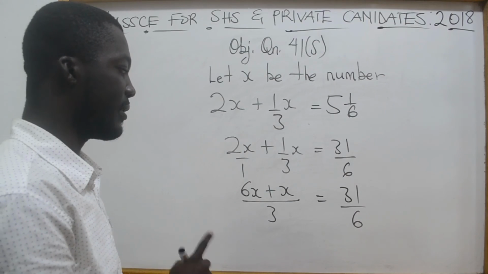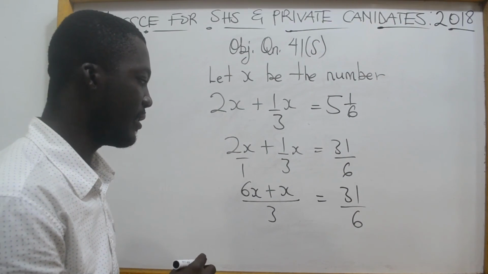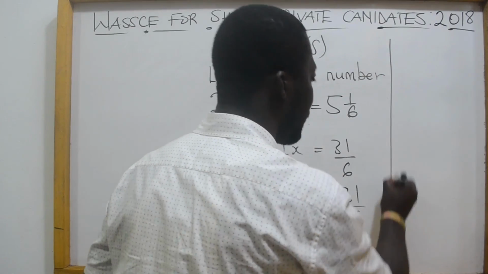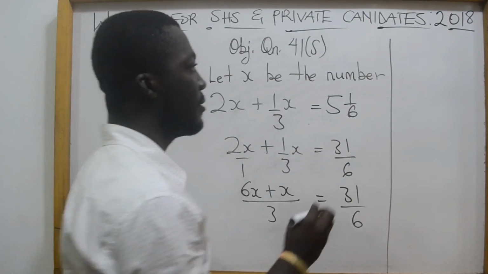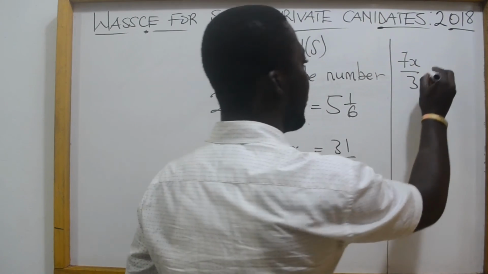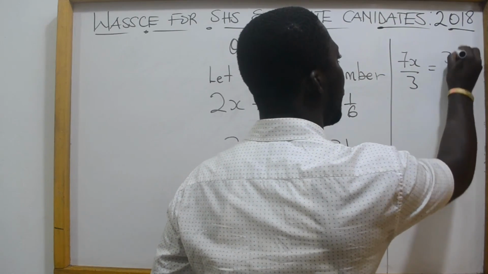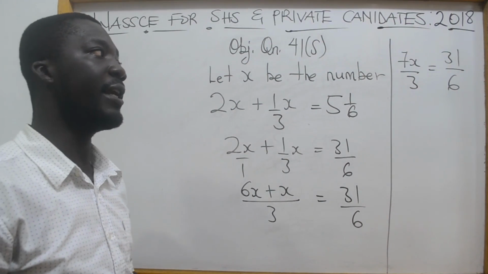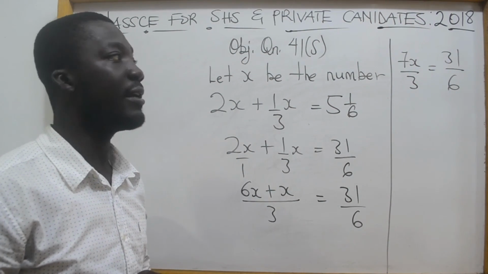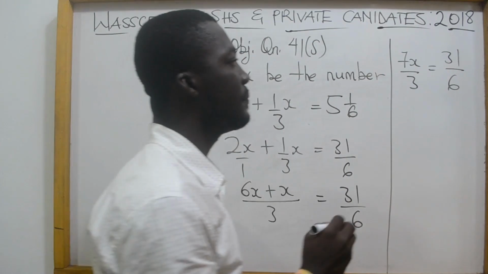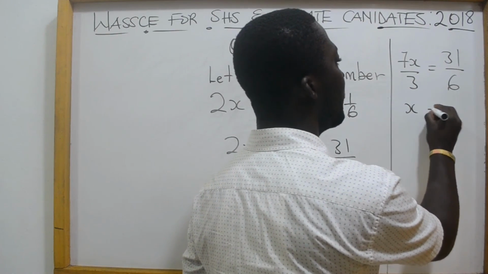6x plus x is 7x. Let me rule some small space here. So we have 7x over 3 is equal to 31 over 6. So with the help of cross multiplication, we can make x the subject straight away. Meaning, we can leave x here.